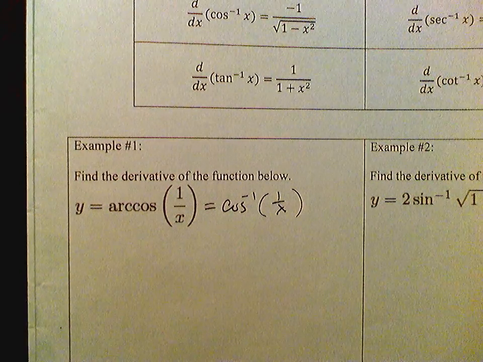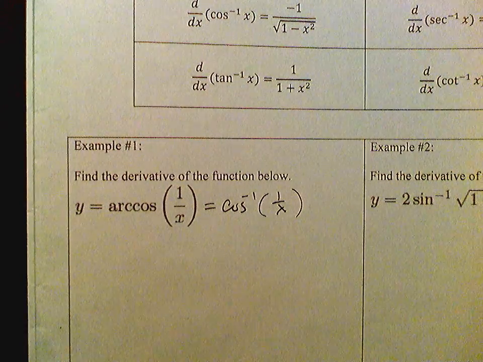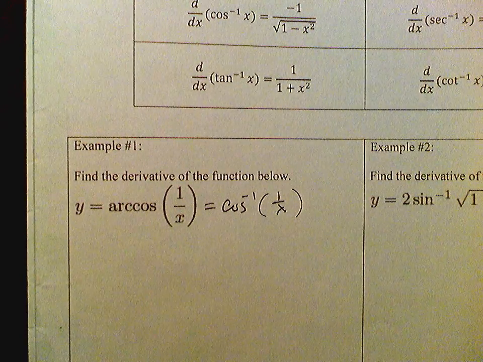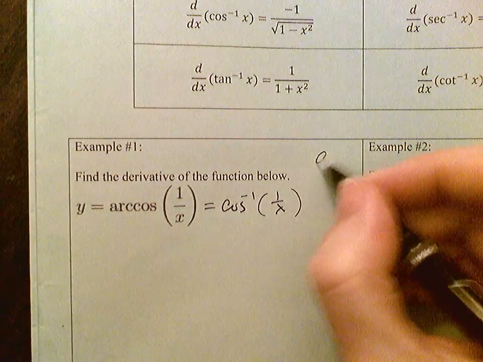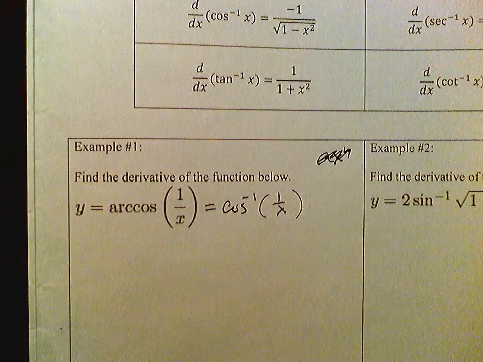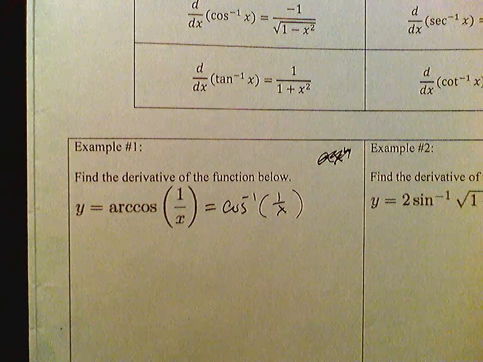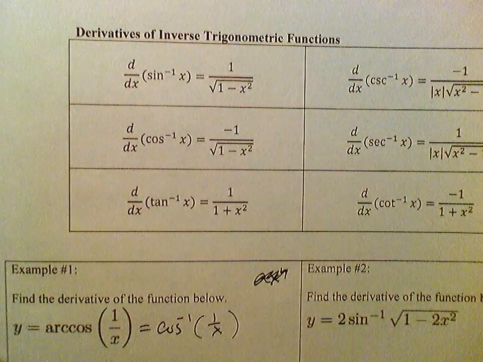Okay, so I look at this and I ask myself, well, I see a cosine, so already I know it's not power rule, because to use power rule, I would need terms of the form ax to the n, and that's not happening. So I have to use a formula. Well, inverse cosine, that's one of the new formulas that I just presented up here.